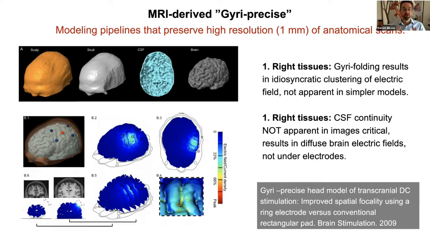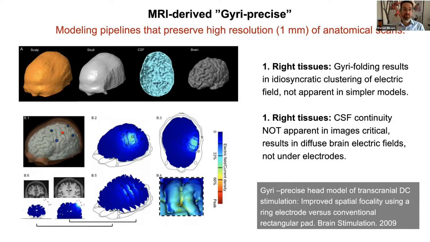And so again, it was only because these models suggested that pad tDCS was not focal that we then used them to predict ways that we might do focal stimulation. And both the diffusivity and the focality has since been validated extensively.